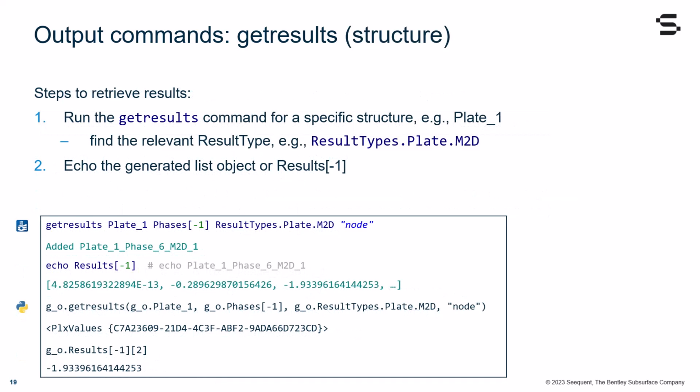In this slide, you can see the case in which the getResults command is used for retrieving results for a structure. The steps to retrieve results are running the getResults command for a specific structure, for instance plate 1, finding the relevant result type, for instance result types.plate.m2d, and finally echoing the generated list of objects or results -1. An example of such case is shown at the bottom of this slide.